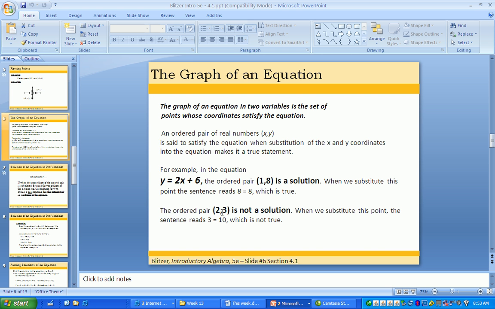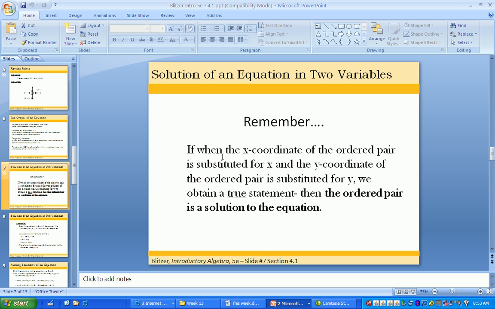Just remember that you can find a solution set by substituting your x coordinate into x of the equation and your y coordinate into y of the equation, and seeing if it satisfies that equation. If it does, then it is a solution to the problem.